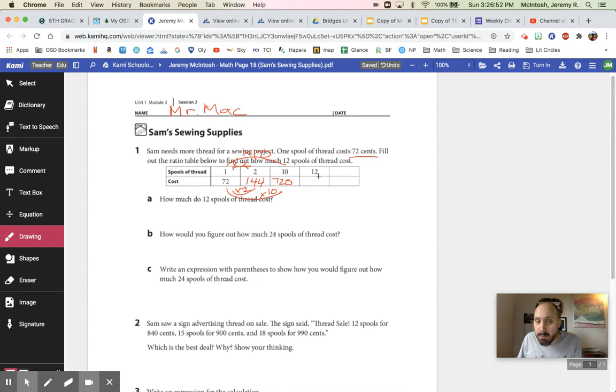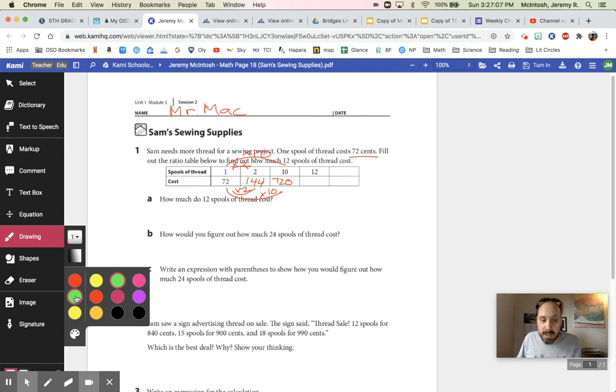And then if you remember, now we're up to 12. So here's the question for A. So we've got 144 and we've got 720. How can we figure out what 12 is? Well, I notice that I have a 10 and I have a 2. When I add 10 plus 2, it gives me 12. Well, I can do the same thing for the bottom numbers. 144 plus 720 will give me the answer for 12 spools.